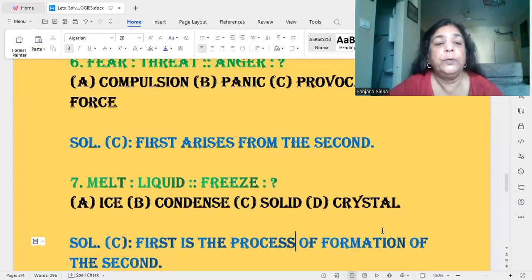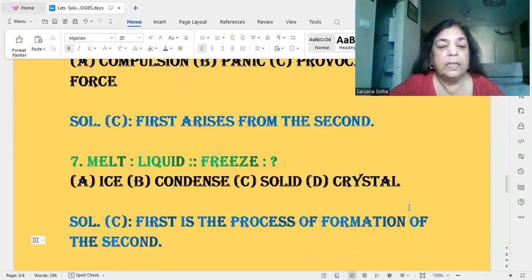7 is pretty easy for you. When you melt something, it becomes liquid. And when you freeze something, it becomes ice. Condensed? No. Solid? Yes. Crystals? No. Melt, liquid, freeze, solid. The first is the process of the formation of the second.